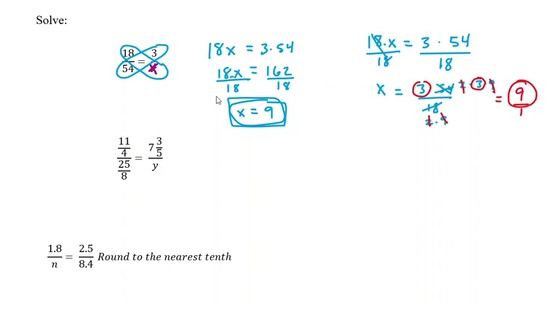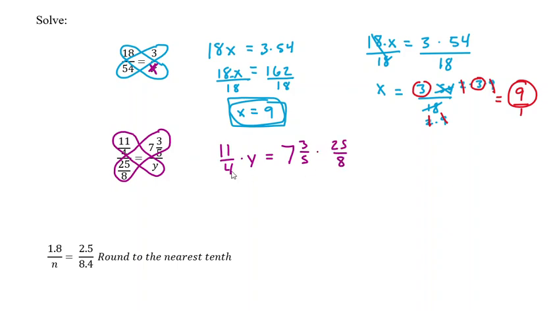Let's do two more examples, one with fractions and mixed numbers in the numerators and denominators of our proportions, of our ratios, and then one with decimals. And you guessed it, we're going to do the same method every single time. We're just going to take the cross products. So 11 fourths times y equals 7 3/5 times 25 eighths.